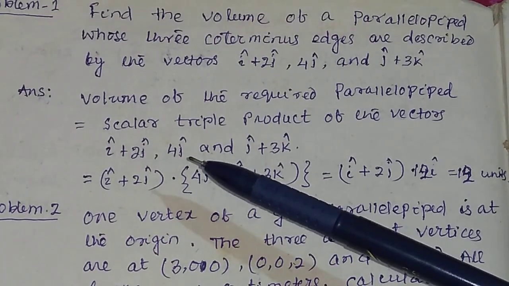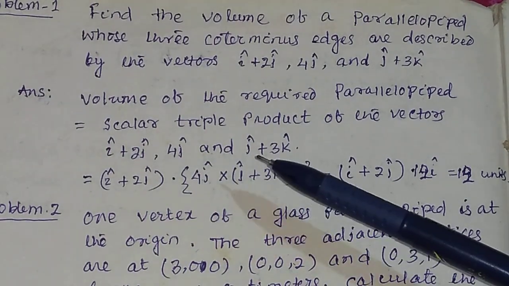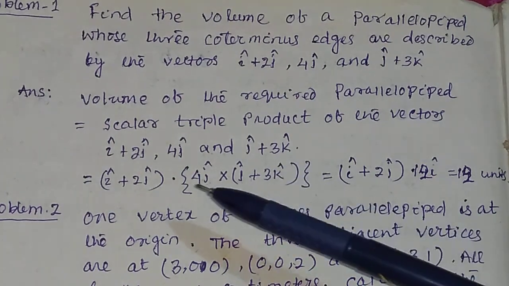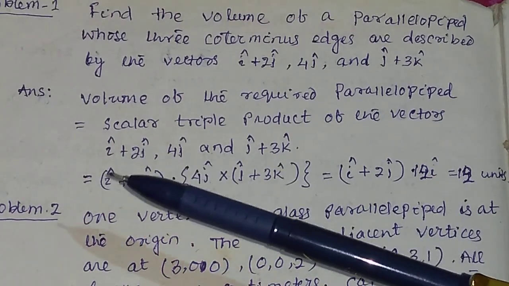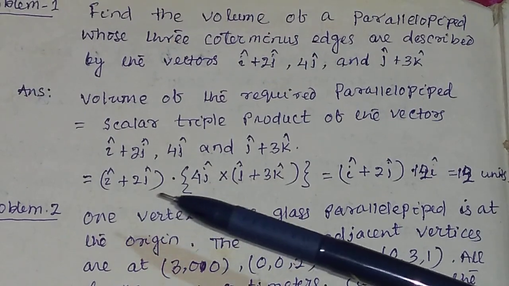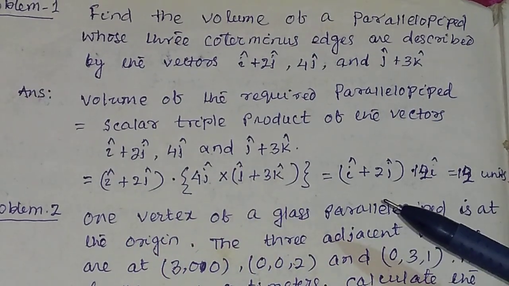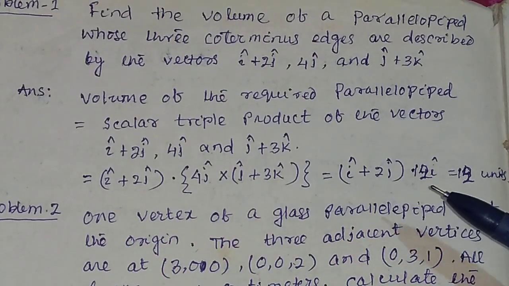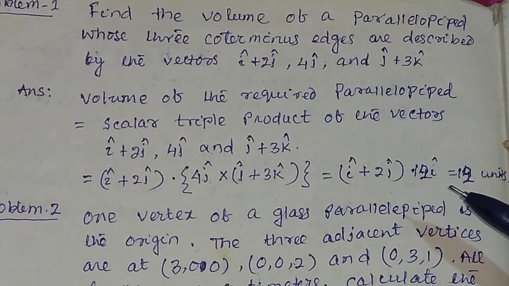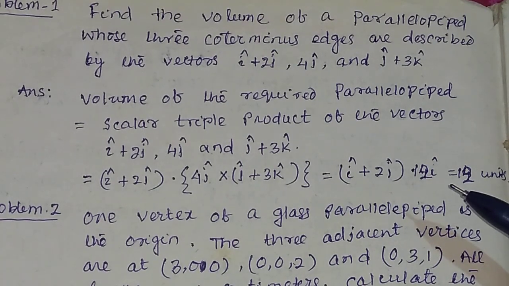So you take the cross product of 4j cap with j cap plus 3k cap, with the dot product of I cap plus 2j cap. So if you take the scalar triple product, then it will be equal to 12 units. So the volume of the parallelepiped will be equal to 12 units.